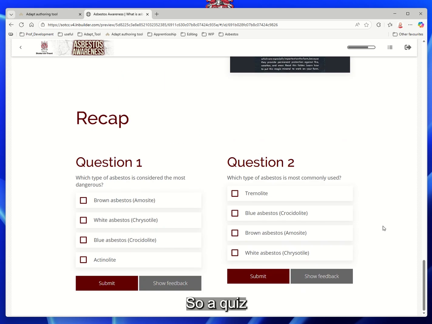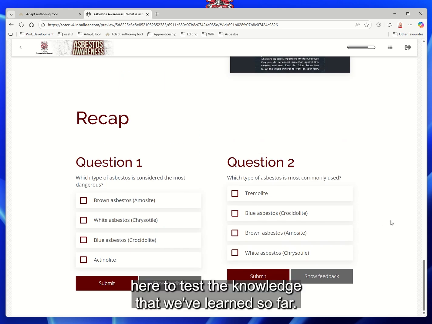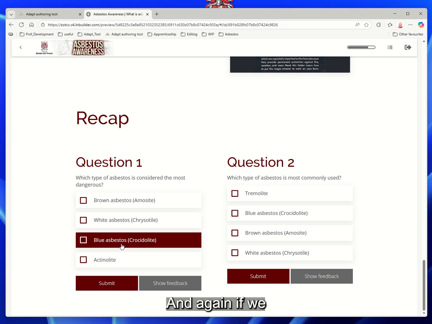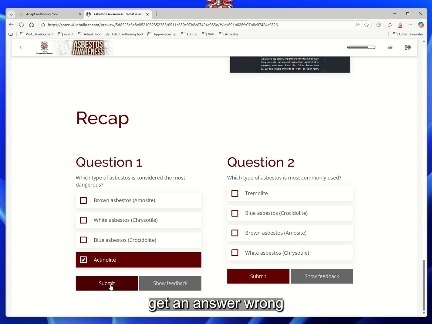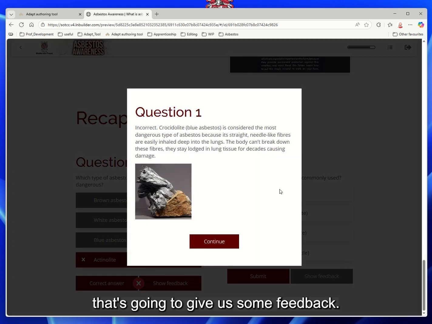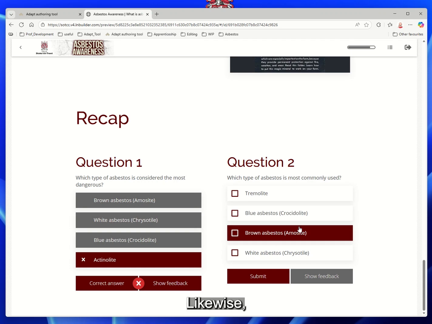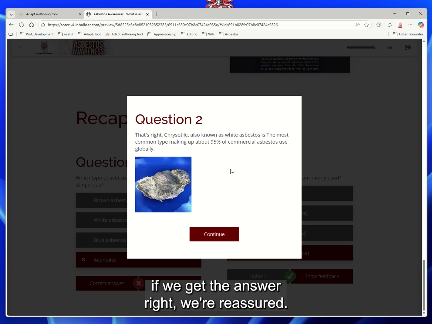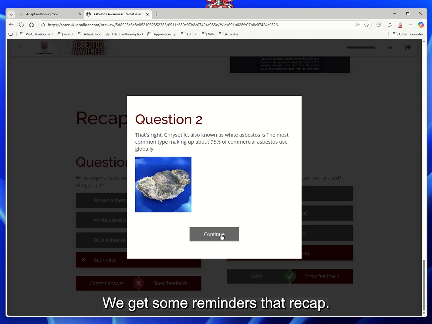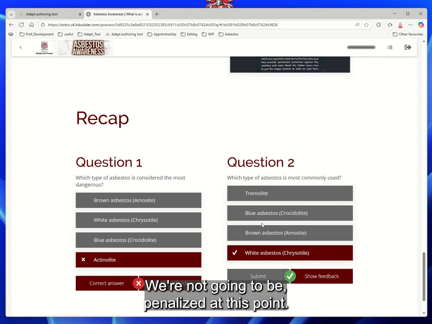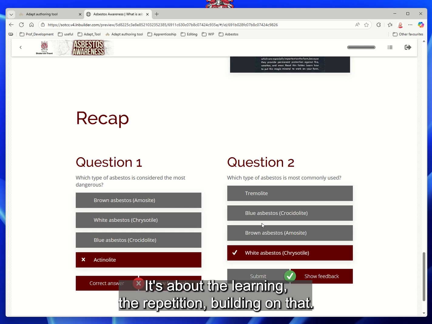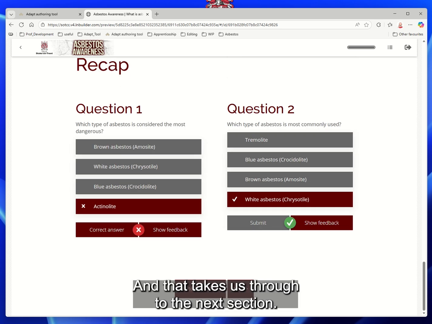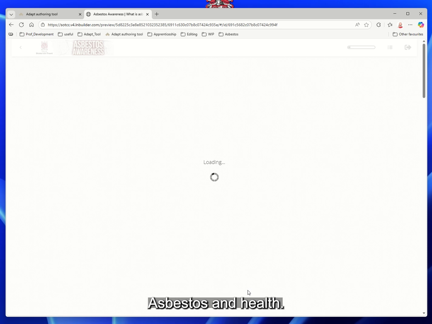So a quiz here to test the knowledge that we've learnt so far. And again, if we get an answer wrong, it's going to give us some feedback, give us the right answer and explain why. Likewise, if we get the answer right, we're reassured, we get some reminders, that recap. We're not going to be penalised at this point. It's about the learning, the repetition, building on that, and that takes us through to the next section, asbestos and health.